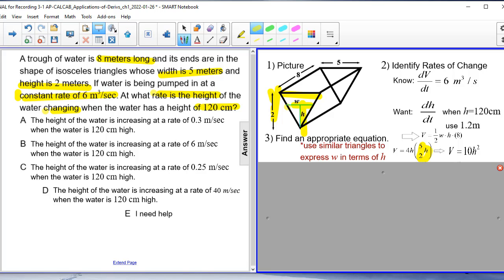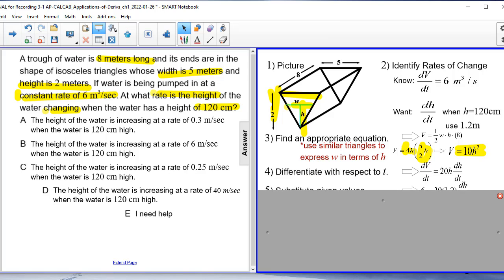This 4H comes from 1/2 of 8, so that's going to be 4H. And when we simplify everything, we have V is equal to 10H squared. That's going to be the formula we're going to differentiate. So to find dV/dt, that's going to be 20H dH/dt.